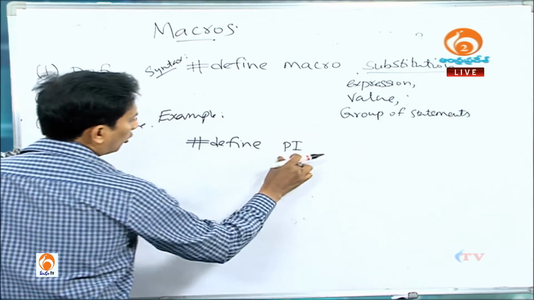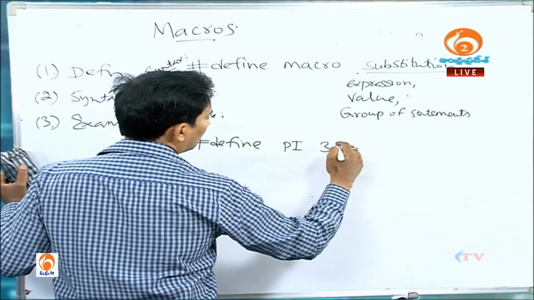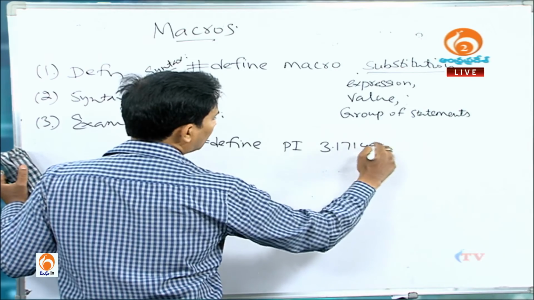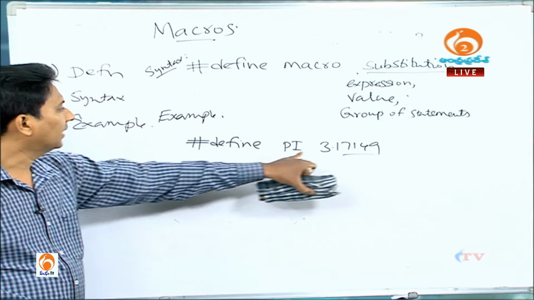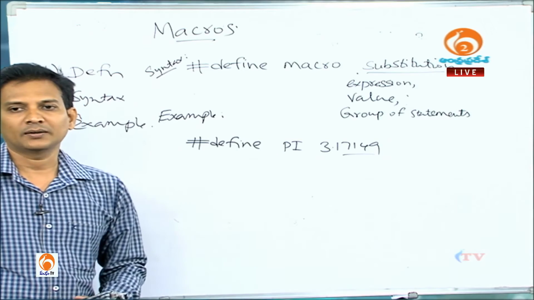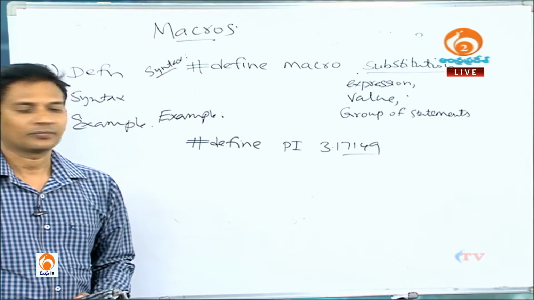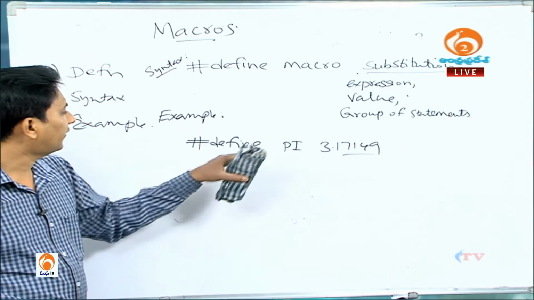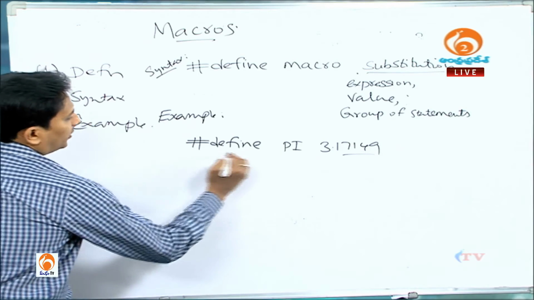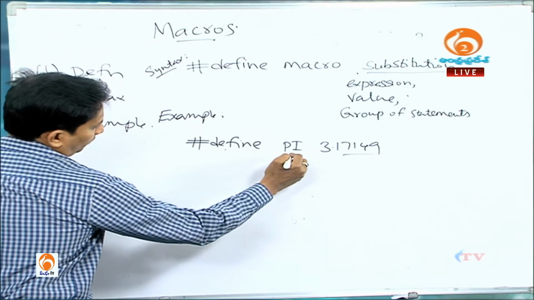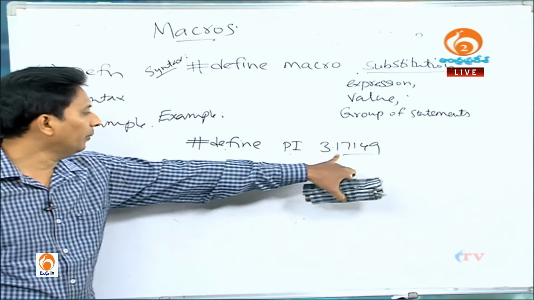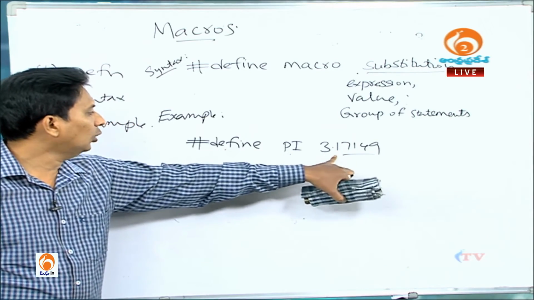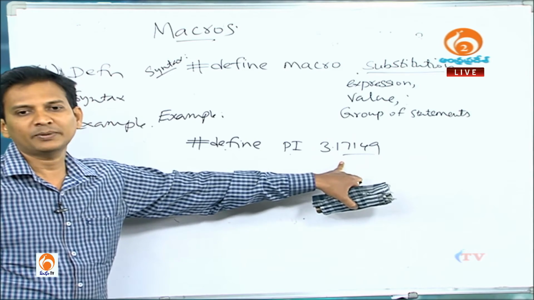#define PI, this is a macro call, 3.14159 something value is there. Here wherever you use the PI, this value will be substituted. That is the meaning of this one. And this macro is defined by #define. I am defining the macro of substitution value. Here this value may be a value or expression or any group of statements you can write here.